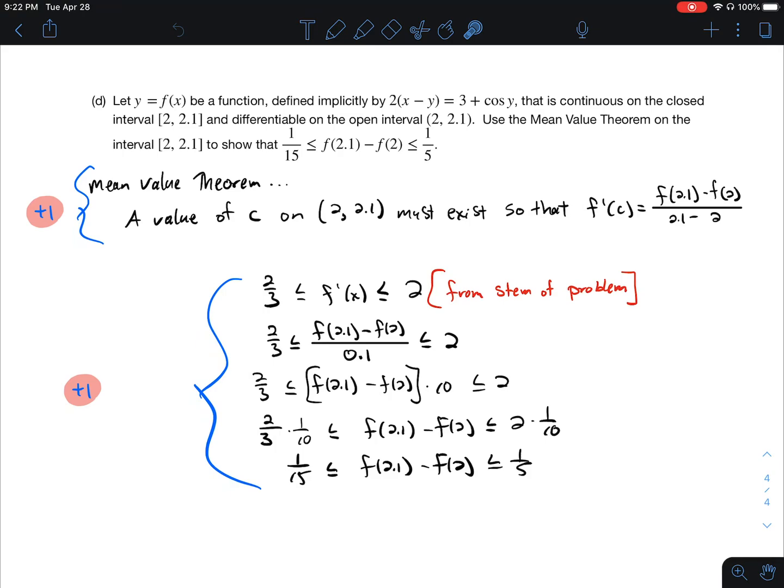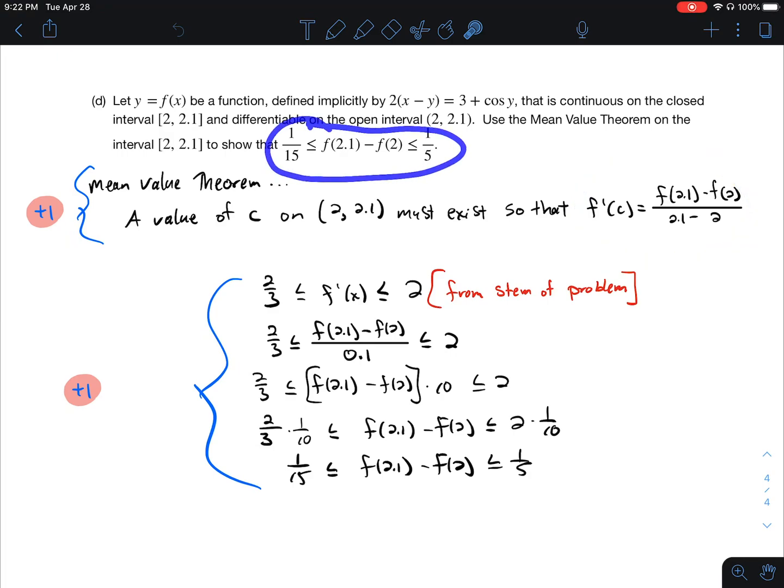Since it tells us that this is continuous and differentiable, then we can use the mean value theorem, which says there must be a value of c in which the instantaneous rate of change equals the average rate of change. So this is the catalyst for the problem, knowing that we're trying to get to this point.